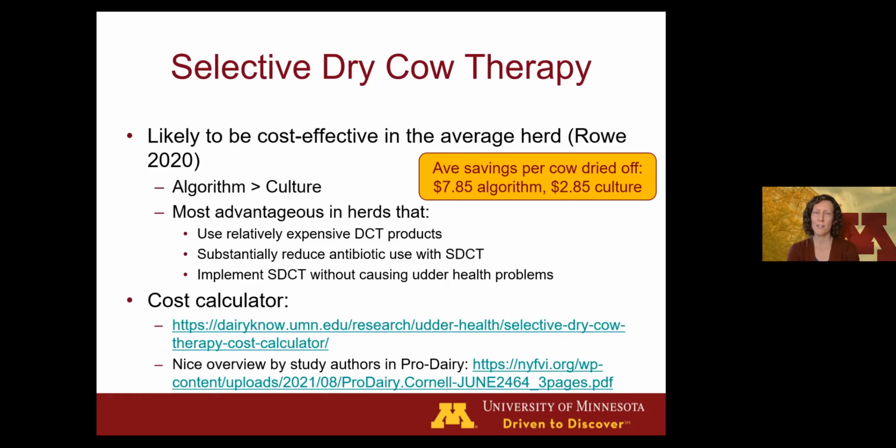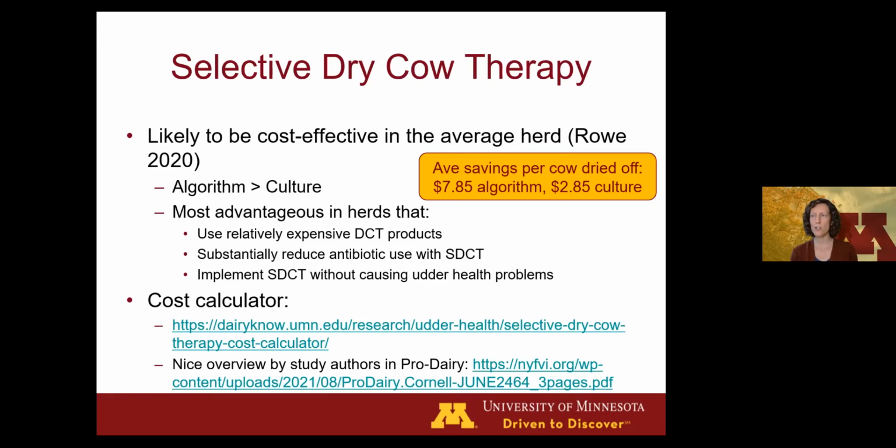So let's talk a little bit about this cost savings. Sam Rowe, who was our former PhD student here at the University of Minnesota, did a modeling study looking at the likely cost benefit of practicing selective dry cow therapy, and found that it's likely to be cost effective in the average herd. An algorithm guided approach, where we're using data that we already have on the farm to decide which cows to give antibiotics to at dry off, is likely to be more cost effective than a culture guided approach, where we're implementing new culture procedures to say, is there bacterial growth from each quarter from this cow, to decide which cows get antibiotic dry cow therapy.